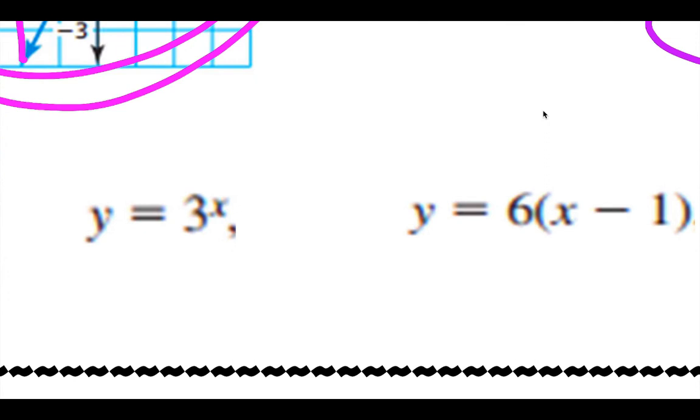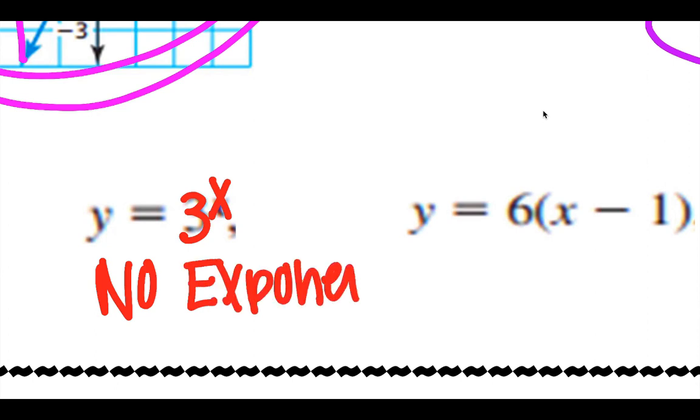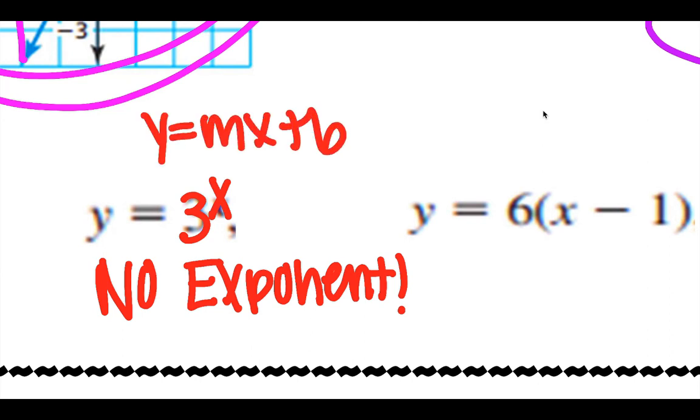Y equals 3, and this is in the exponent, so it's 3 to the power of x. No, you can't have an exponent. Again, because we're following this form, there's no exponents. X is not an exponent. X is just a regular down there.